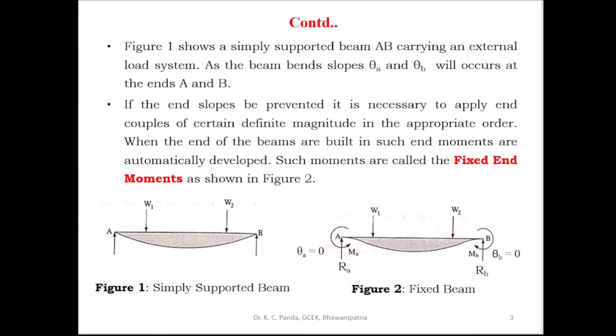Then what is the difference between the simply supported beam and fixed beam? So look at this figure. This is the simply supported beam and this is the fixed beam. In the case of simply supported beam, there are end slopes theta A and theta B. But in the case of fixed beam, the end slopes at A and B are equal to 0. That is theta A is equal to 0 and theta B is equal to 0.